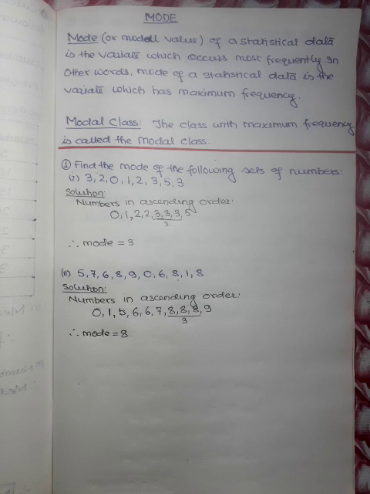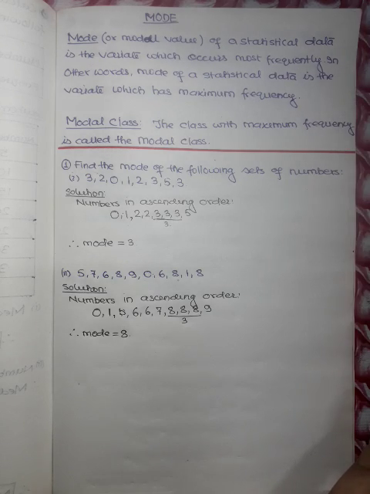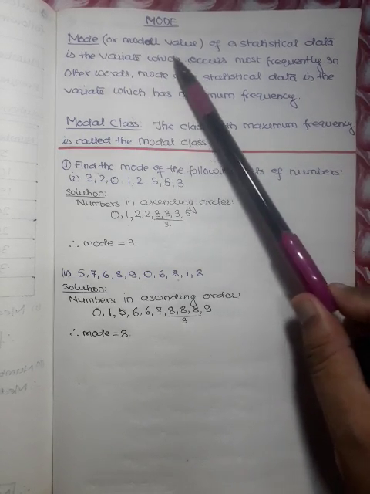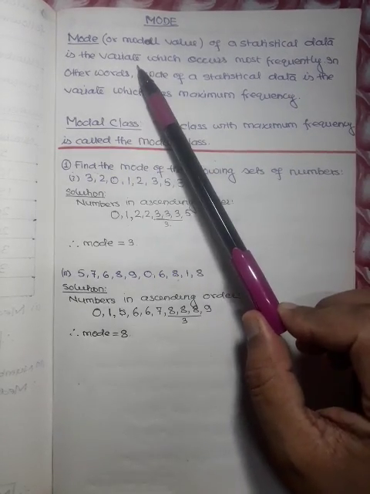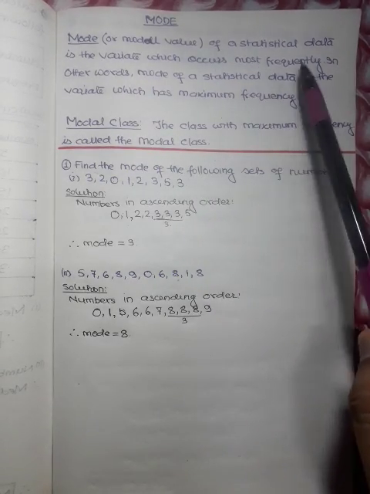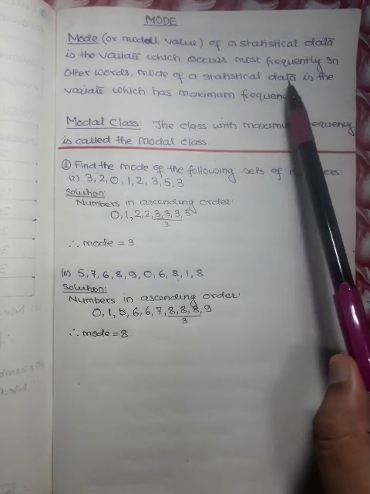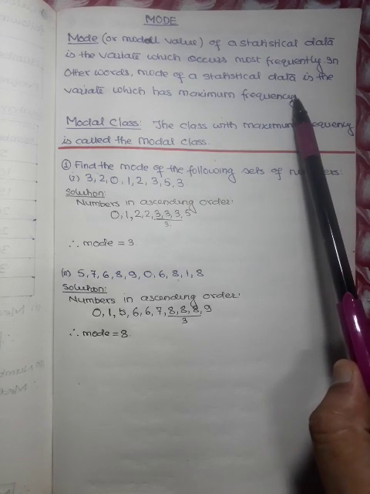Dear students, in the last video we learned about mean and median. Today we are going to learn about mode or modal value. What is mode or modal value? The mode or modal value of a statistical data is the variate which occurs most frequently. In other words, the mode of a statistical data is the variate which has maximum frequency.